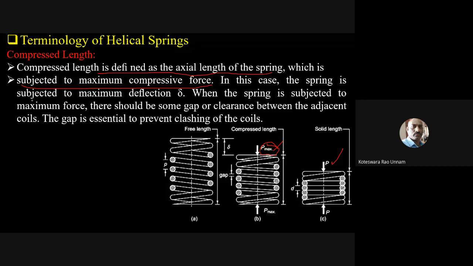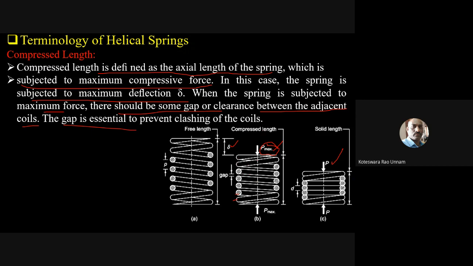In this case, the spring is subjected to maximum deflection delta. The deflection is maximum in the case of the compression length. When the spring is subjected to maximum force, there should be some gap or clearance between the adjacent coils. This gap we call the clash allowance. This gap is essential to prevent clashing of the coils. Clashing means one coil penetrating into the other coil, so to avoid that, this gap is very essential.